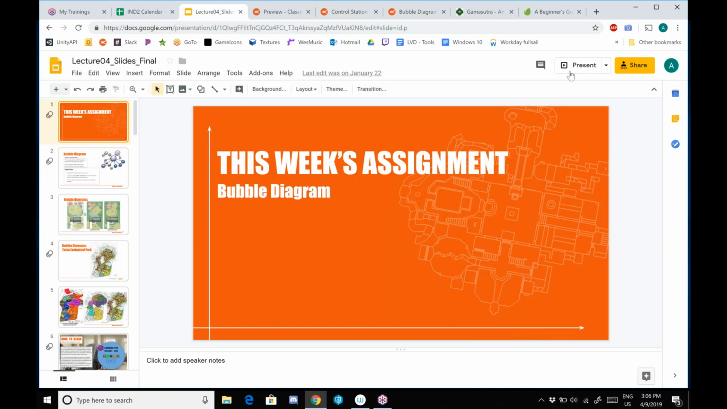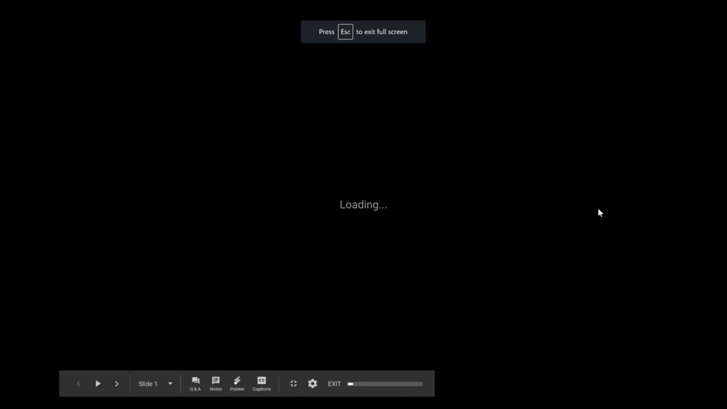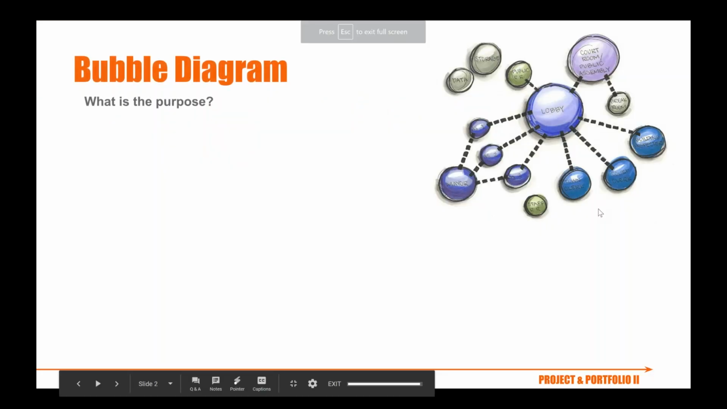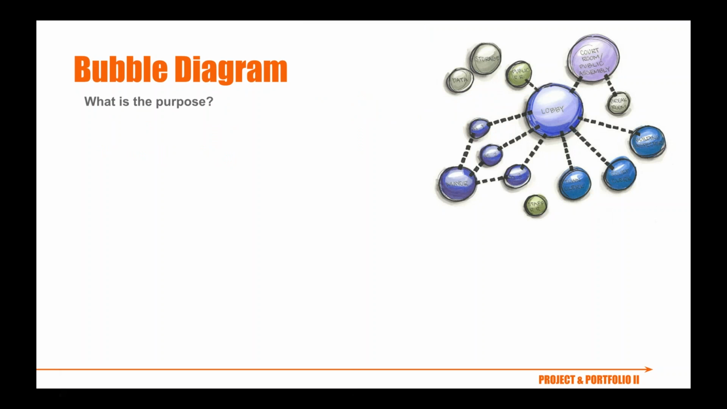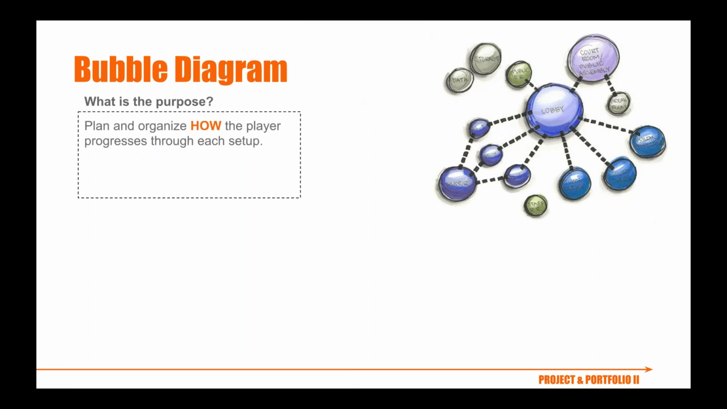Let me just jump over and talk about the concept overall with the bubble diagram. The purpose of this assignment is to focus on how the player progresses through each setup. In the level design document, you answered the question of what the player is doing. What is the goal? What is the major task? What's the problem in the level to fix? What are the mechanics you're going to use? Really, what does the player do? With the bubble diagram, now you start to organize those setups and figure out how the player gets through each space and gets to the next area.